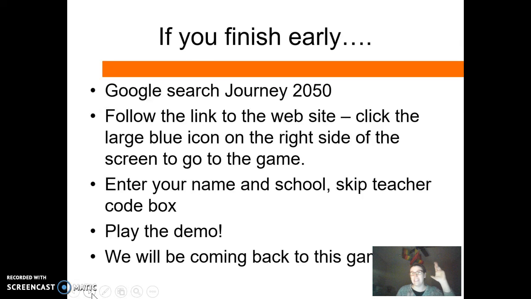So if you have maybe 10 to 15 minutes left in class, go ahead and go to Journey 2050. When you follow a link to that website, if you scroll down a little bit, there's a big blue icon on the right side of the screen that says go to the game, so click that. If it prompts you for your name and school, just skip the teacher code box. You don't actually need it. Enter your name and school, and then it should open up the demo, and you have a few minutes where you can play the demo. We will be coming back to this game later in second semester. We're going to be doing some stuff with it as we go, but I figured if you had a little extra time, you might enjoy a minute to play a game.